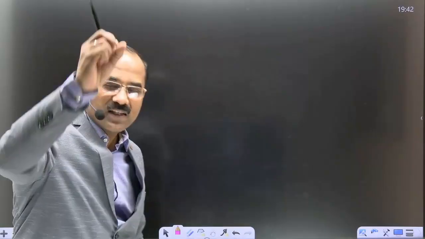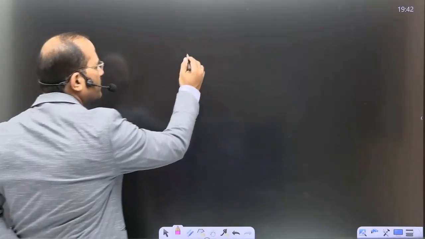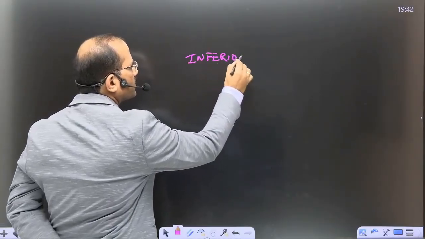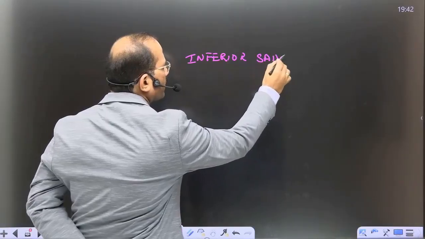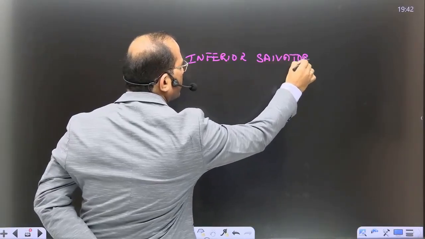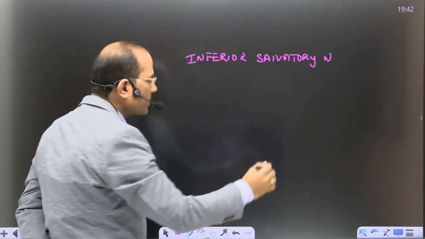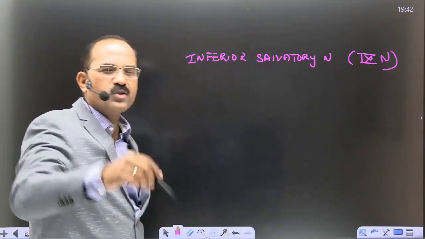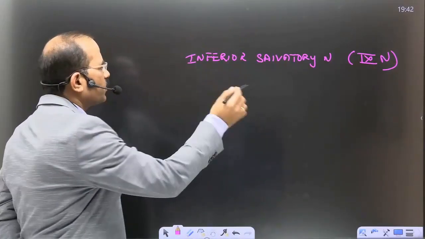Now students, what is the name of the nucleus of the glossopharyngeal nerve in the brainstem to supply the parotid? The name of the nucleus is the inferior salivatory nucleus. That's the nucleus of glossopharyngeal nerve, and this nucleus is going to supply the parotid gland. This is located in the brainstem.